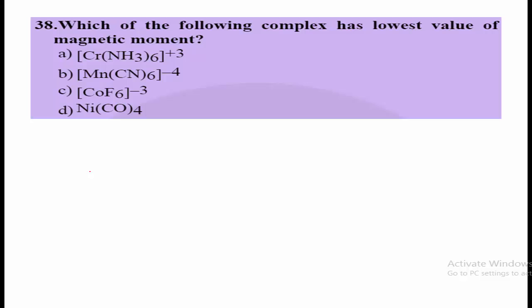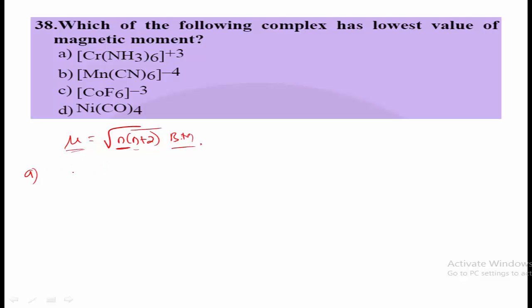38. Which of the following complexes has the lowest value of magnetic moment? How do you calculate the magnetic moment? It is calculated by mu is equal to square root of n into n plus 2 BM. It is the Bohr magneton unit. So first, the higher the value of n, the greater will be the magnetic moment. Therefore, simply calculate the value of n. By knowing the value of n, you can say which one has the lowest value of magnetic moment. So what is n? n means the number of unpaired electrons.